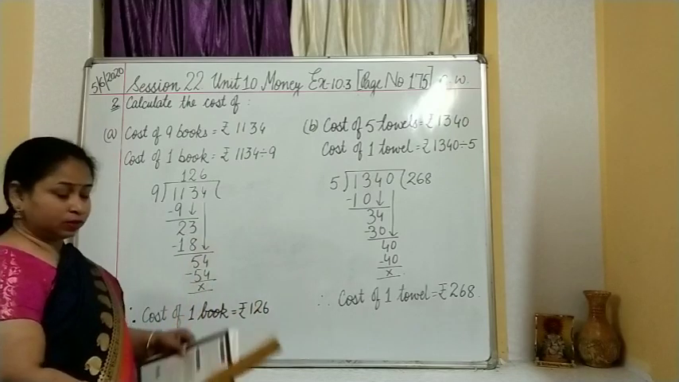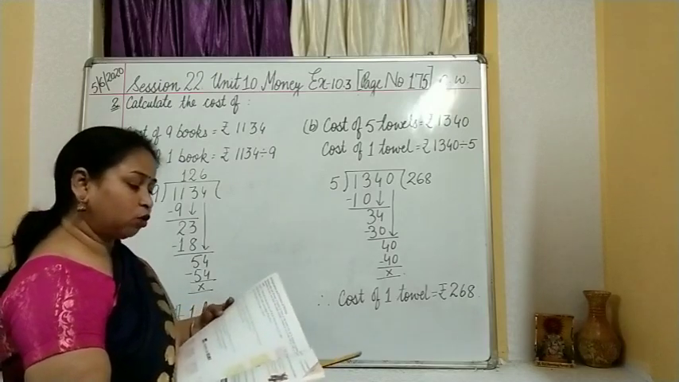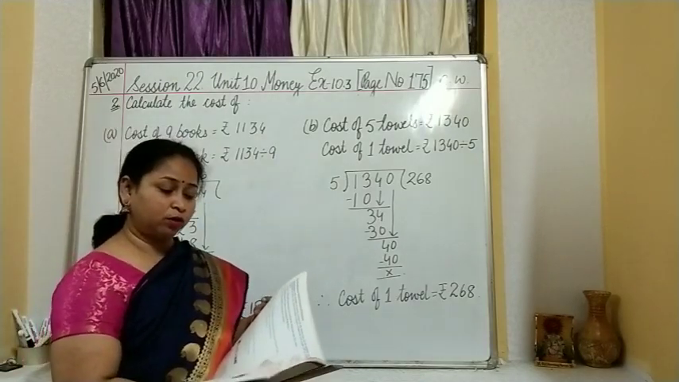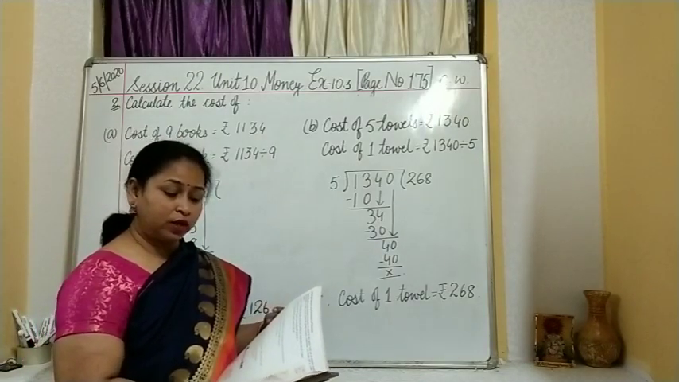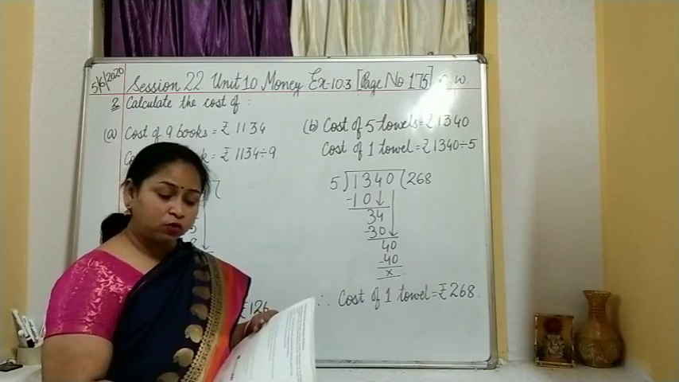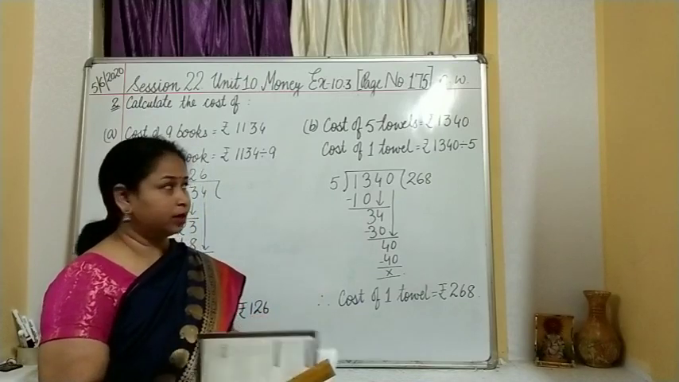Then the second question: you have to find the cost of one towel if 5 towels cost rupees 1340.